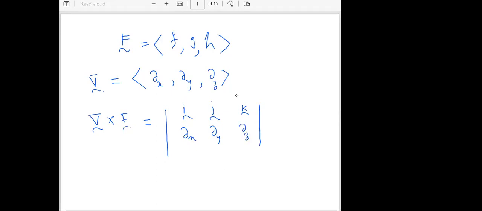Partial z, f, g, h. The first component, this guy, partial with respect to y, minus partial of g with respect to z. That is the first component.